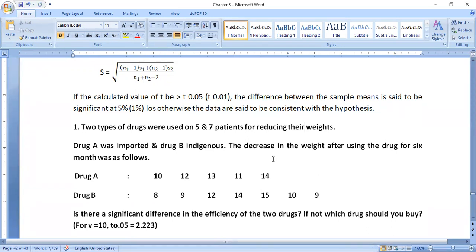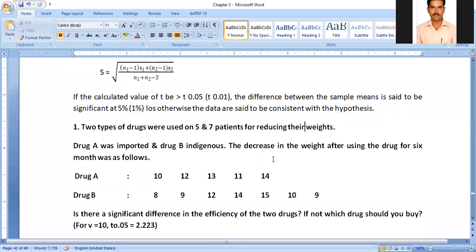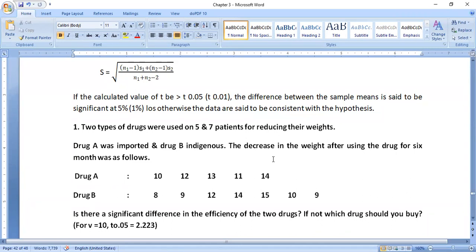Here two drugs are there. Drug A was imported from another country, and indigenous means made within the country, native. The drug belongs to our country. It is not imported; we invented this drug in India only. Like Covishield and Covaxin, they belong to our India.